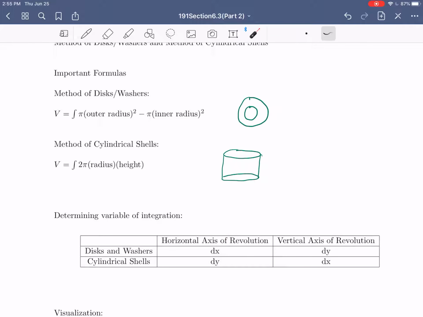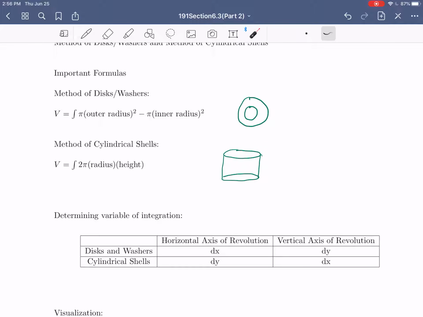Horizontal axes of revolution, that means things that are parallel to the x-axis, and vertical axes of revolution, that means things that are parallel to the y-axis. When working with discs and washers, if you have a horizontal axis of revolution, you'll be working dx, whereas if you have a vertical axis of revolution, you will be working dy. For cylindrical shells, that's flipped. So for cylindrical shells, if you have a horizontal axis of revolution, you work dy, and if you're revolving around a vertical axis, you work dx.